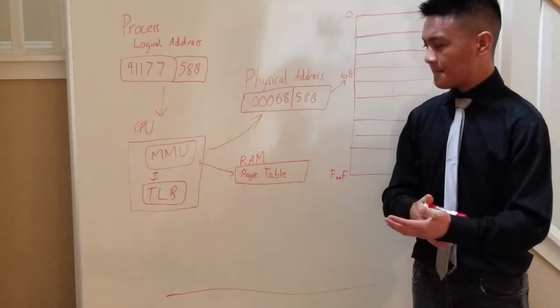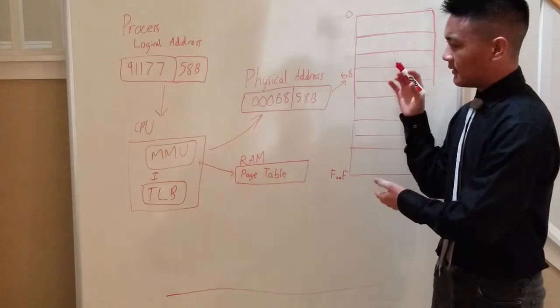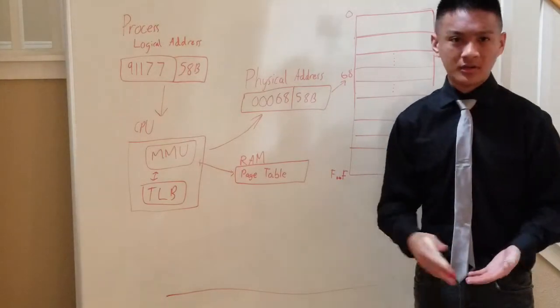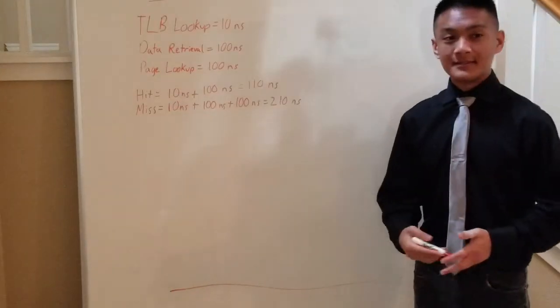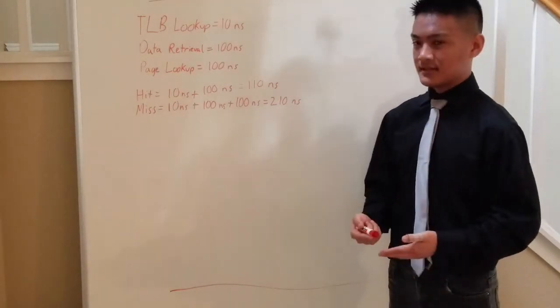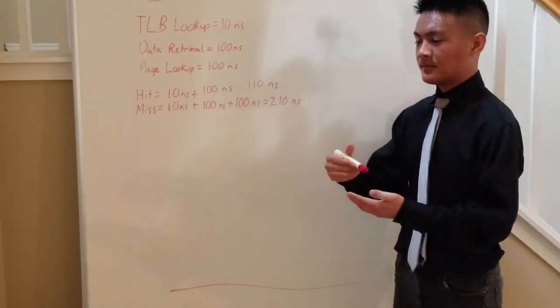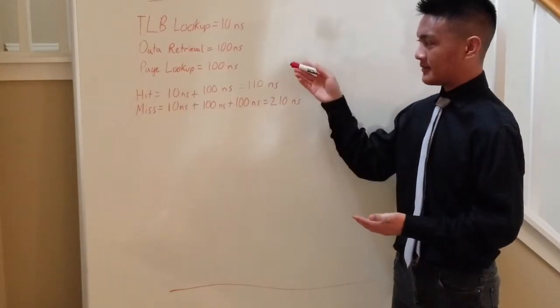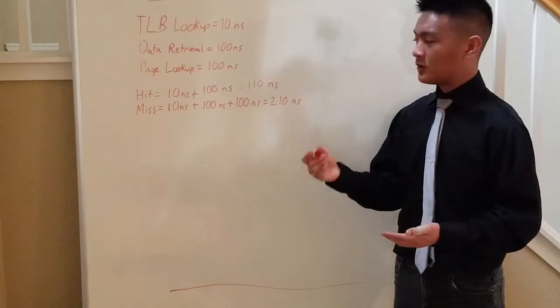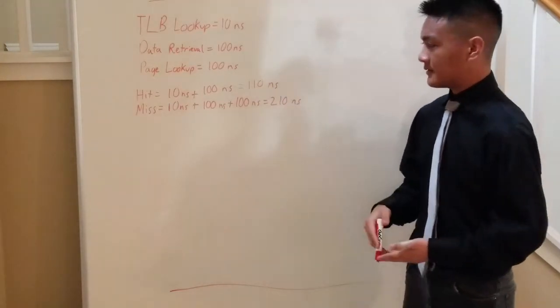But actually, let's add some numbers to make this a more concrete example. All right, so now we have some example numbers here. Let's just say our TLB lookup costs 10 nanoseconds. Our data retrieval going from physical memory and retrieving the data costs 100 nanoseconds. And then our page lookup going from the MMU to RAM to look at the page table costs 100 nanoseconds.